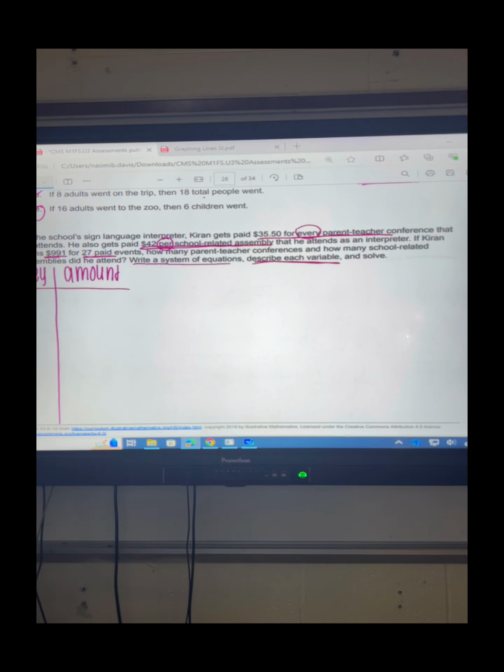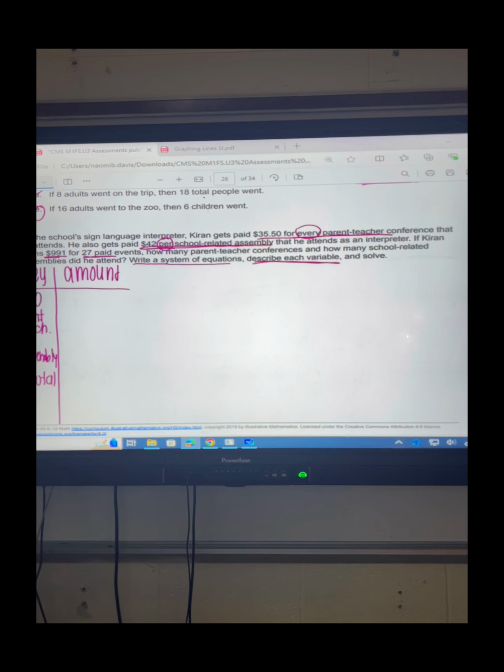So I know it's $35.50 for the parent-teacher conference, and I'm going to put that on my money side. And then I know that it's $42 for each assembly. And then I know he made $991 in total. Alright, bam, that's part of it. And then I know he did 27 paid events.